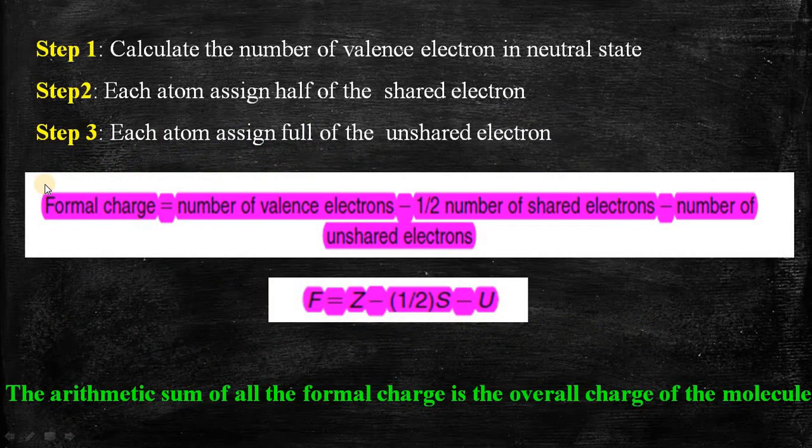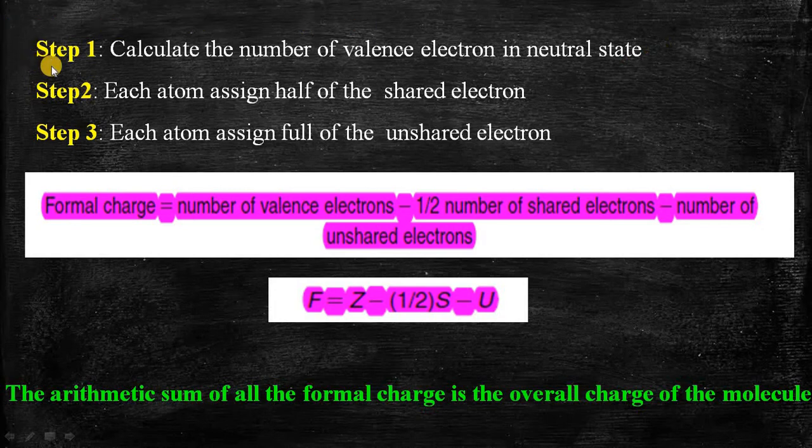Now there are basically 3 steps by which you can easily calculate the formal charge of any atom. First of all, you have to draw the proper Lewis structure of that molecule or ion. If you do not know how to draw the Lewis structure, you can ask me through the comment section. If you want a separate lecture on it, I will demonstrate it for sure.